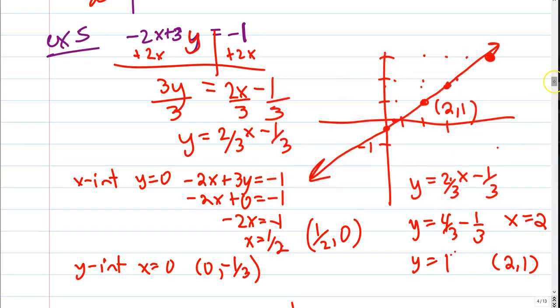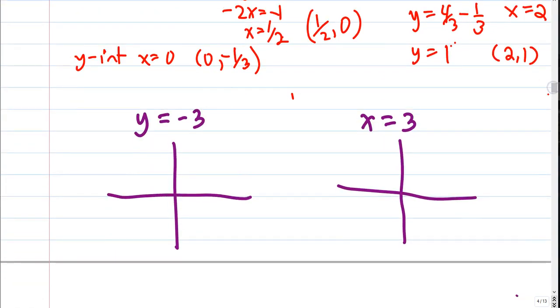Okay. Last but not least, you need to be able to graph the following things. Y equals -3. What does this look like? Well, this is a graph that crosses the y-axis at -3. Basically, y must equal -3, x can equal anything. No matter what x equals, y equals -3. X could equal 1, and y would equal -3. 1, -3. X could equal 2, and y would equal -3.